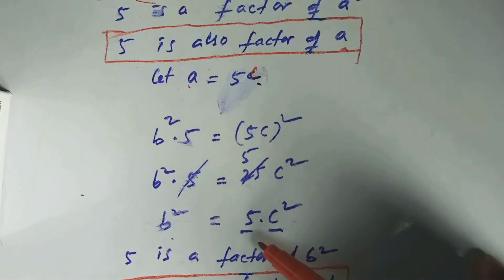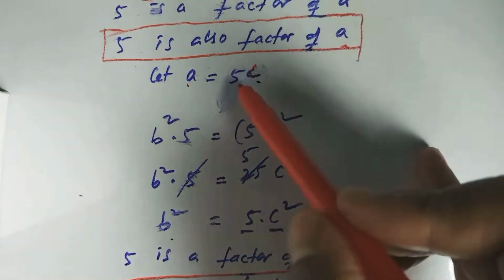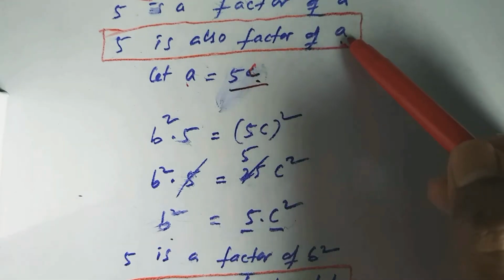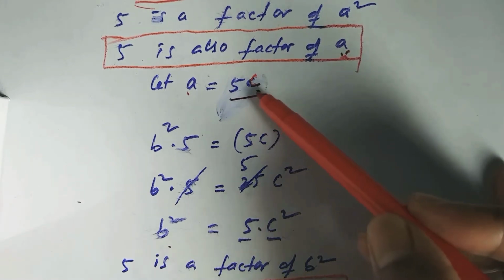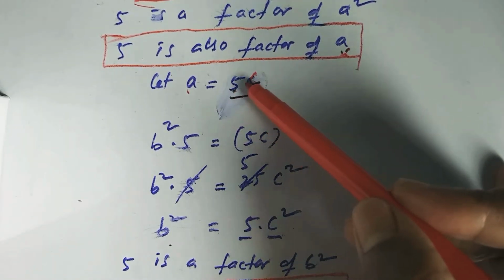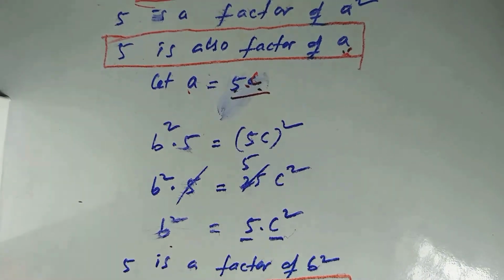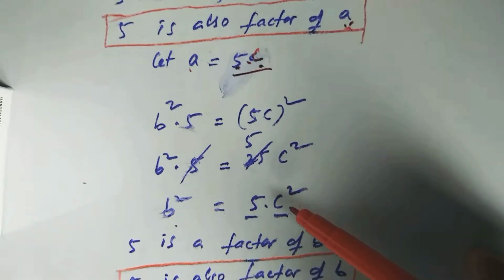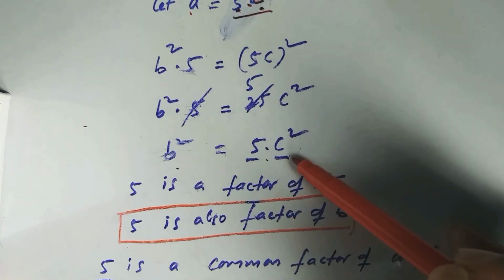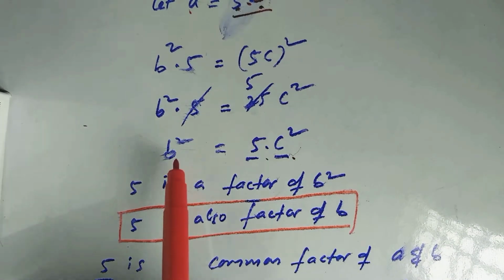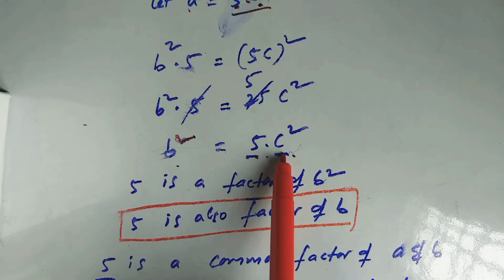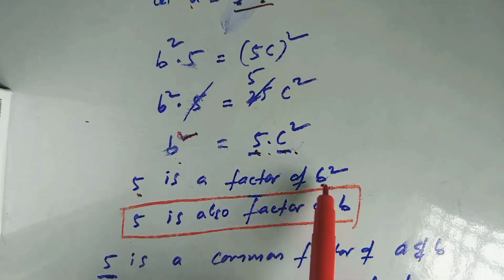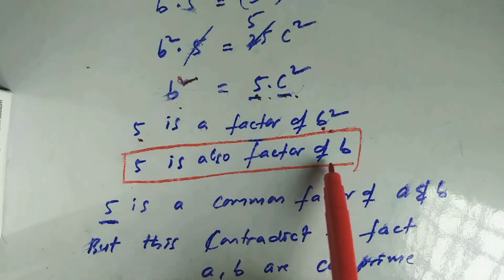So now b square is equal to, because I am taking 5c, 5 is a factor of a. 5 divides a some number of times, and I do not know how many times, so I am taking it as c times. 5c is 5 into c, so 5 is dividing a, c times. That's why it becomes b square equals 5 c square. Clear? So b square is written as 5 into c square. That means 5 is a factor of b square. If 5 is a factor of b square, you can also write that 5 is also a factor of b.